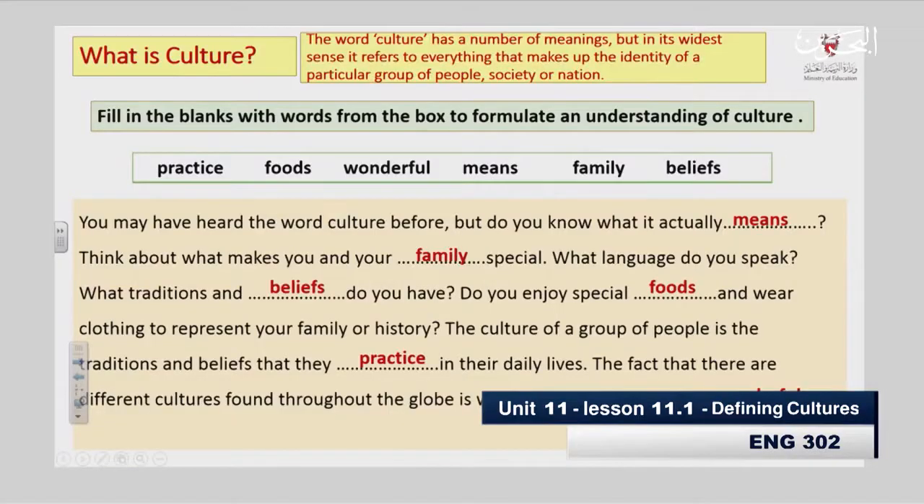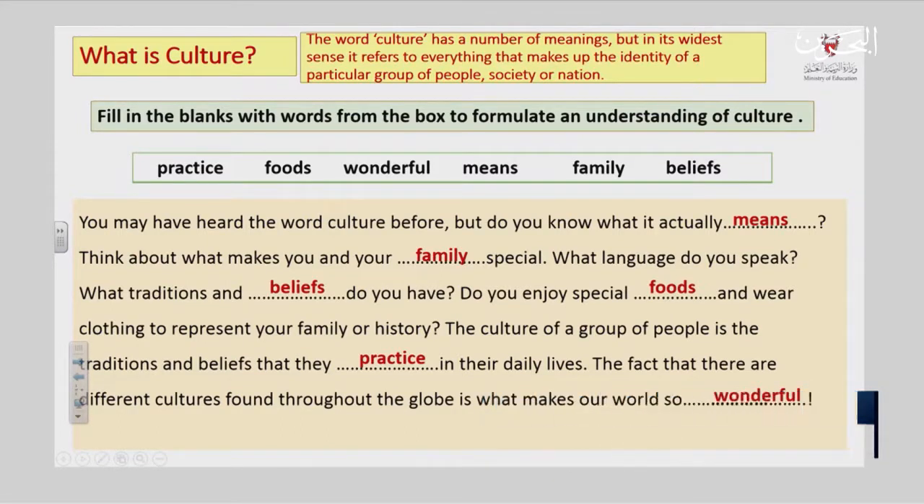What language do you speak? What traditions and beliefs do you have? Do you enjoy special foods and wear clothing to represent your family or history? The culture of a group of people is the traditions and beliefs that they have practiced in their daily lives. The fact that there are different cultures found throughout the globe is what makes our world so wonderful.